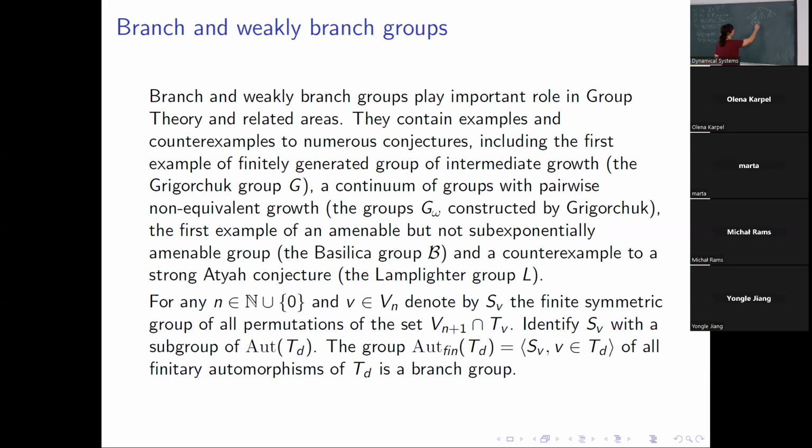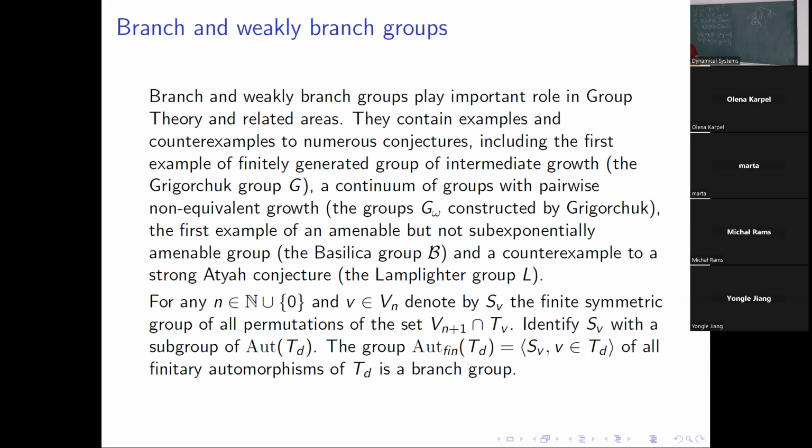And it naturally defines a subgroup of the automorphism group. We just assume that we have an action which permutes edges, and the details remain the same. And the group generated by all such symmetric groups S_v is denoted by Aut_fin of T_d, the group of all finitary automorphisms of T_d. It is an example of a branch group, which is hard to prove, being used as an exercise.